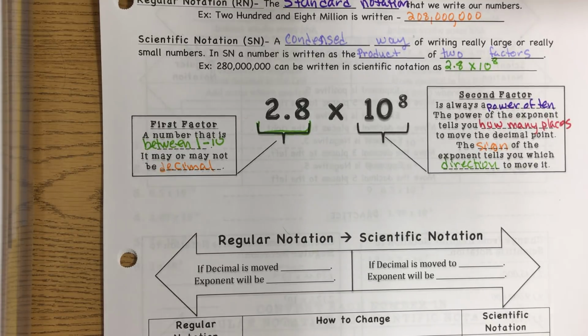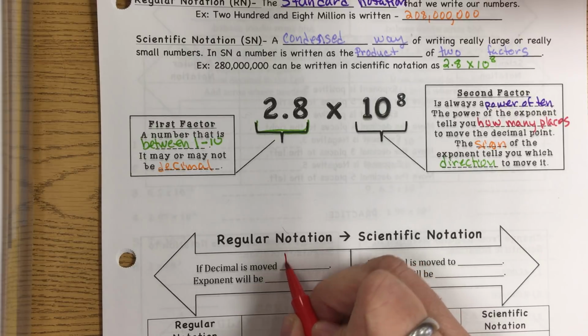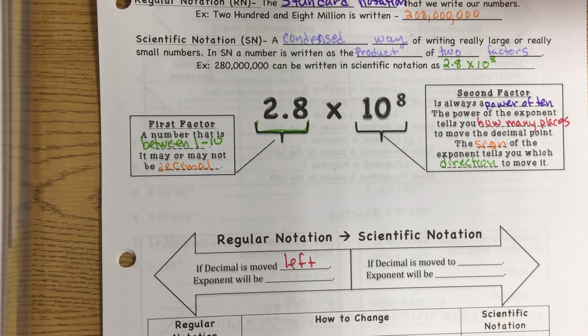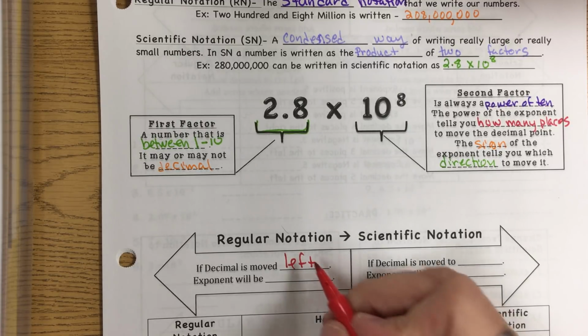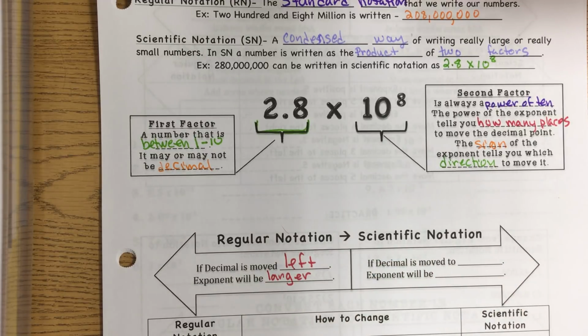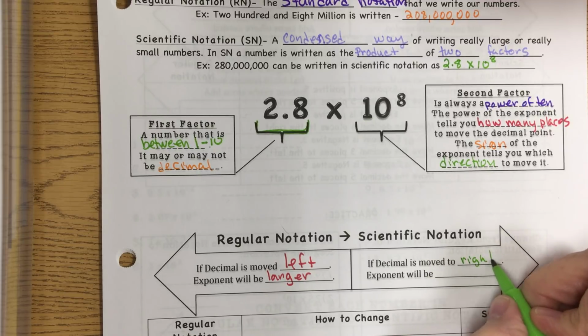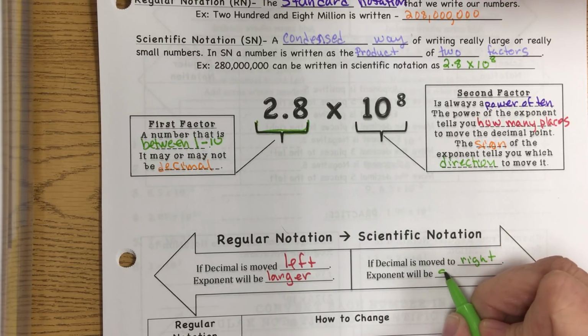This worksheet or notes packet does talk about if you move to the left or right. If the decimal is moved to the left, going from standard notation to scientific notation, the exponent will be larger. If the decimal is moved to the right, the exponent will be smaller.